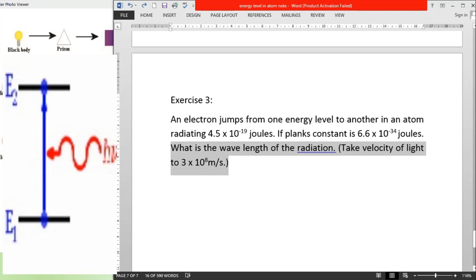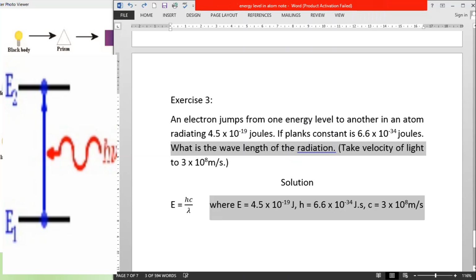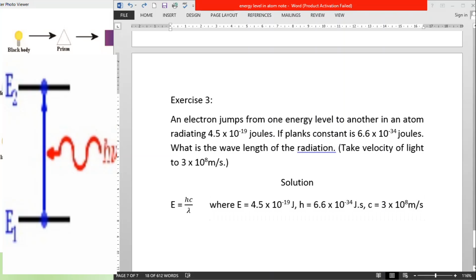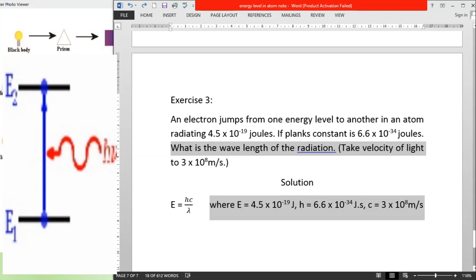Okay, so to get the wavelength of the radiation, this is what we are going to do in our solution. We are going to use E equals hc over lambda because we are told to look for wavelength. So E equals hc over lambda, right? Where E is given to us as 4.5 times 10 raised to power minus 19 joules, and h is given to us as 6.6 times 10 raised to power minus 34. The speed of light remains 3 times 10 raised to power 8 meters per second.